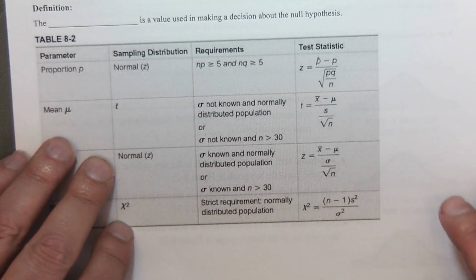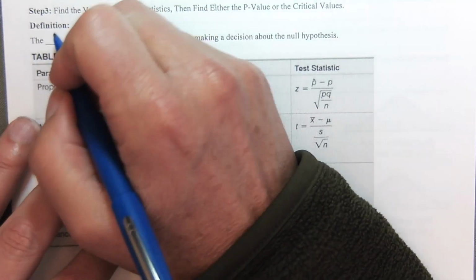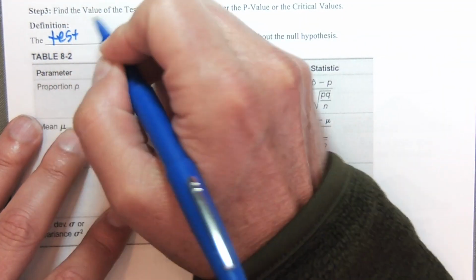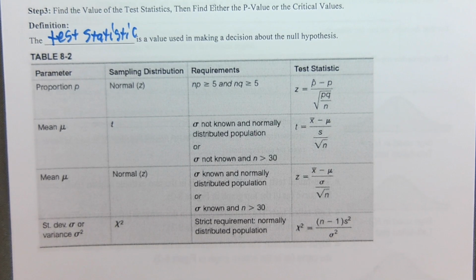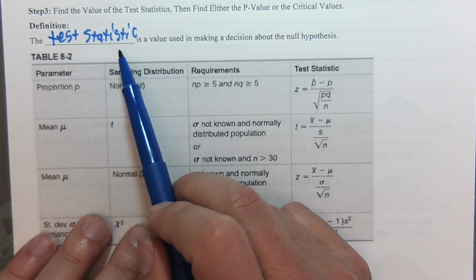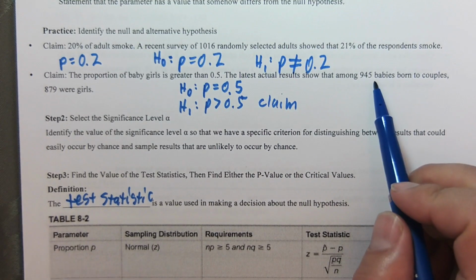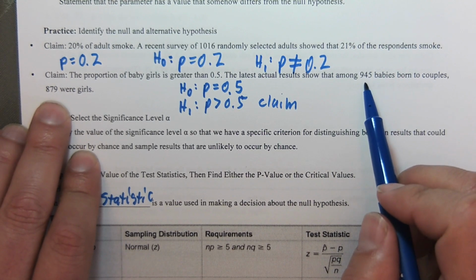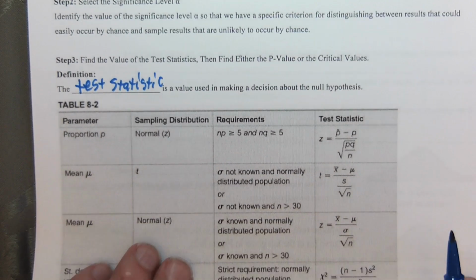And on to step 3. This is our test statistic. The test statistic is a value used in making a decision about the null hypothesis. The test statistic is based on data. So if we look at some of these previous examples, the data would be the 879 over the 945. So that would be the data that we would be comparing with in that case.